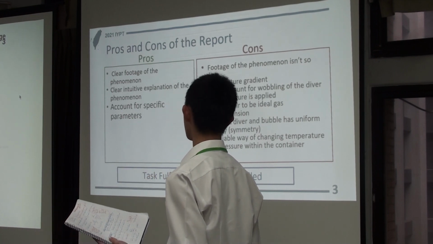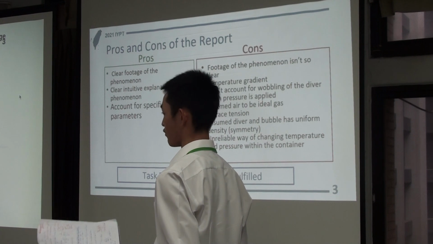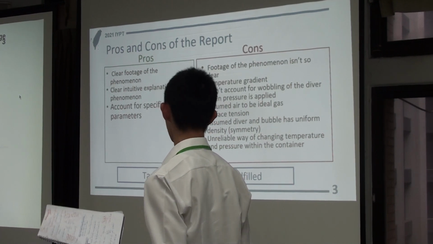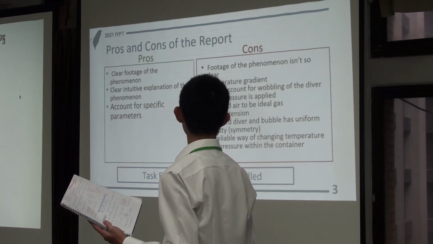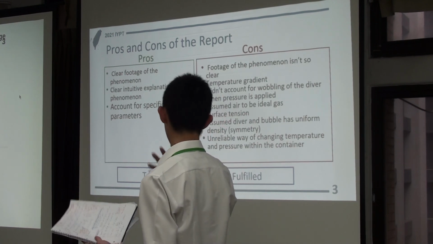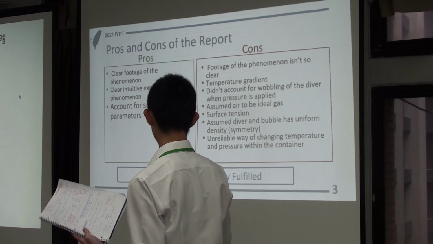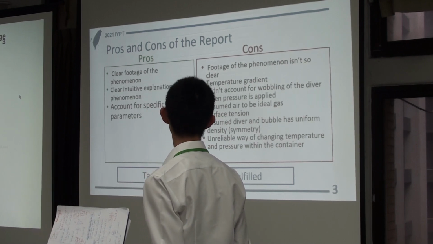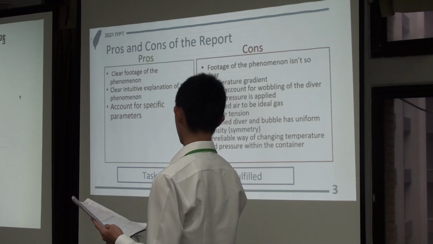The second pro is that there is a clear intuitive explanation of the phenomenon, and it also accounted for specific parameters. However, there are some cons. First of all, the footage of the phenomenon at the top part isn't so clear, so you can't really see what's going on at the top. Second is the temperature gradient; I'm not sure how they accounted for it. Third is the tube is very thin.